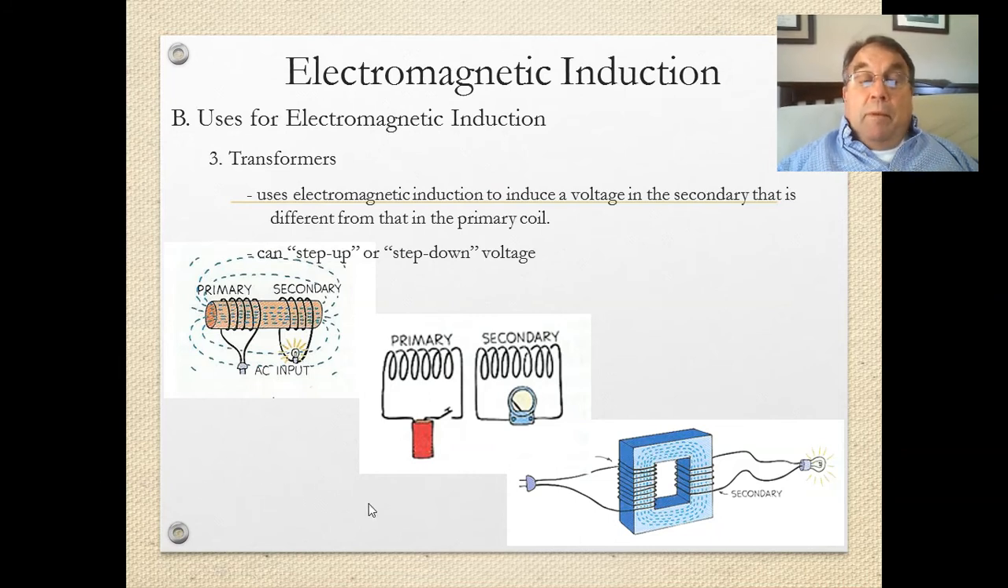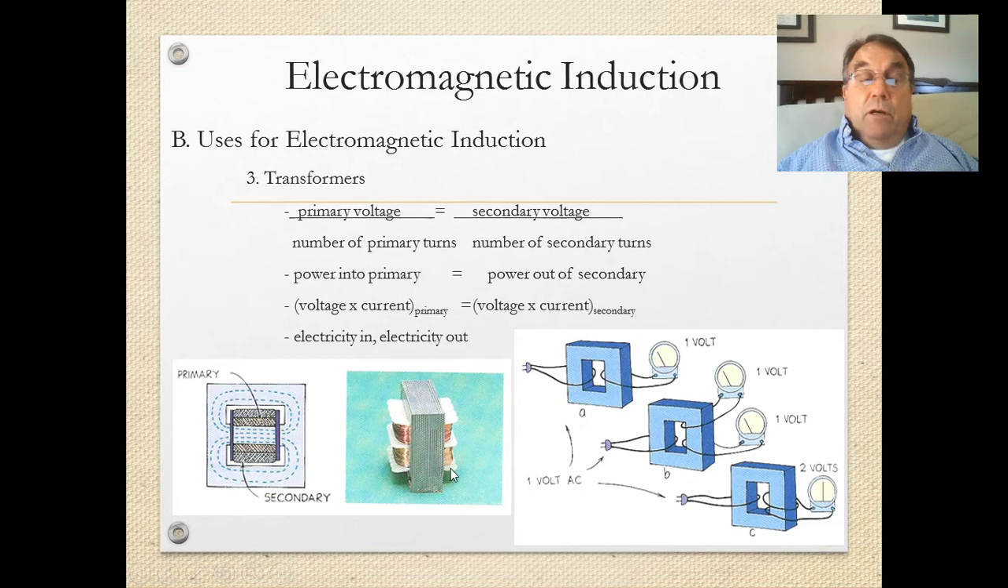Okay, so what do we mean by step up or step down? Here you have the same number of coils on one side in the primary and secondary, so you're going to get the same amount of voltage. Here there's two coils, so it's a step up. You have 1 volt in, 2 volts out.